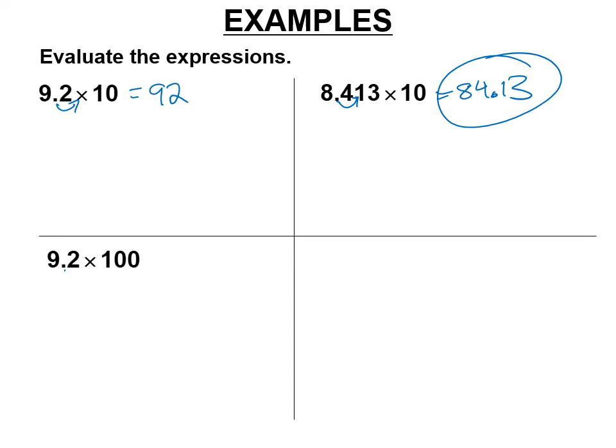Multiply that times 100, move it twice. Fill in the empty space. 9 and 2/10 times 100, 920. 8 and 413 thousandths times 100. Now we're moving it twice, and we get 841.3, or 841 and 3/10ths.